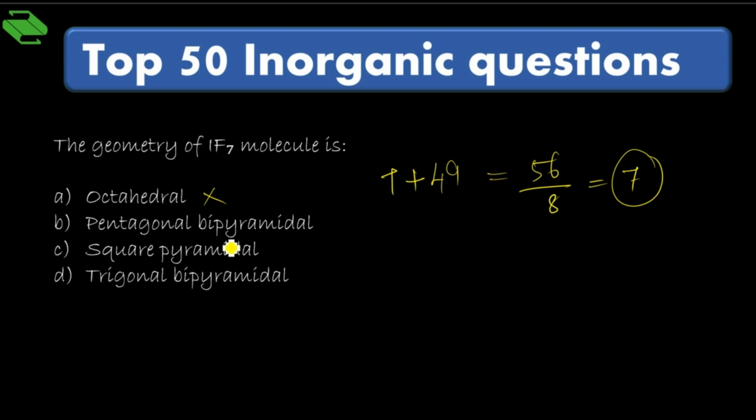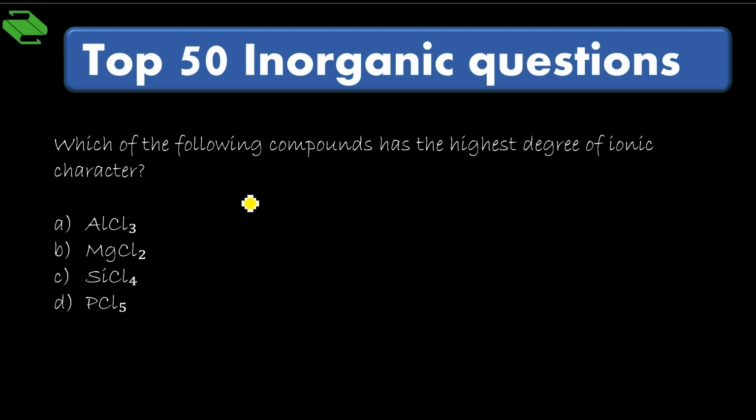What about pentagonal pyramidal? Is it square pyramidal? Square pyramidal is for 5. Octahedral is for 6. Trigonal pyramidal is again for 5. The answer to this question is pentagonal pyramidal. Then which of the following compounds has the highest degree of ionic character? So among the given options, MgCl2 has the highest ionic character. Why? Because of large electronegativity, right? And also the difference between magnesium and chlorine electronegativity.